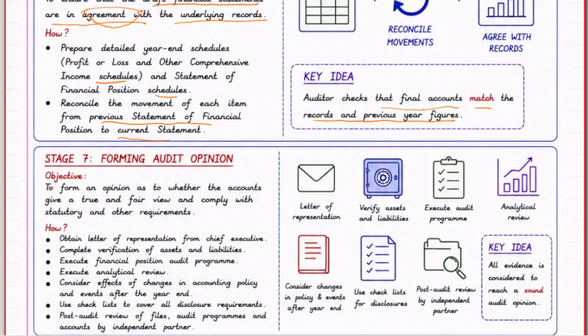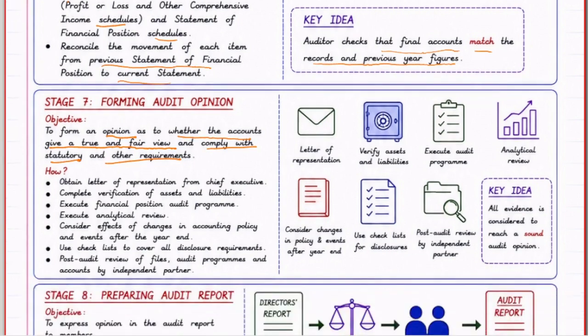So what is the objective? The objective is to form an opinion as to whether the accounts give a true and fair view and comply with statutory and other requirements. And how is this achieved? Obtain a letter of representation from the chief executive.